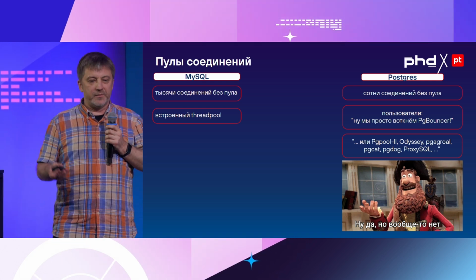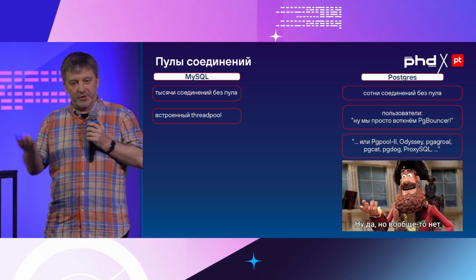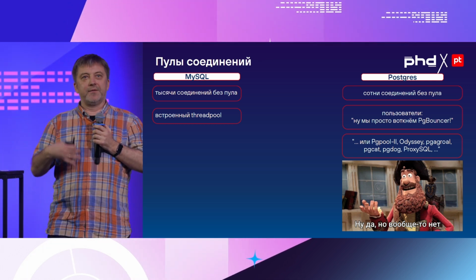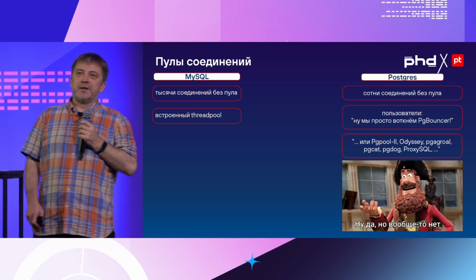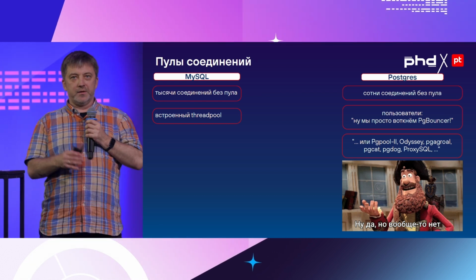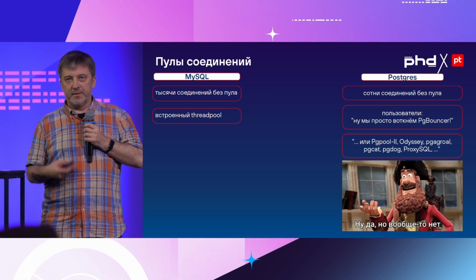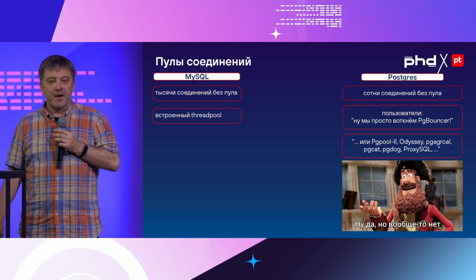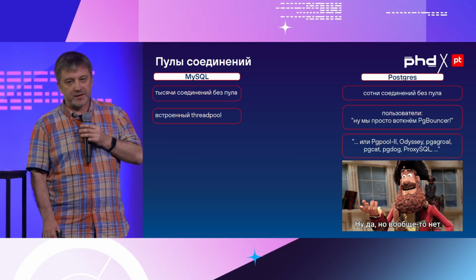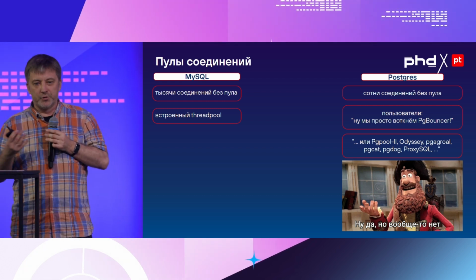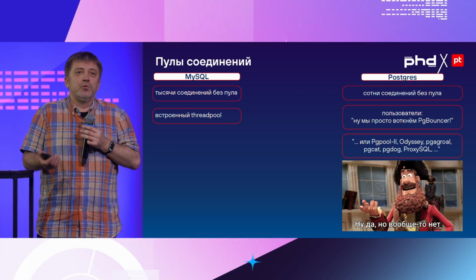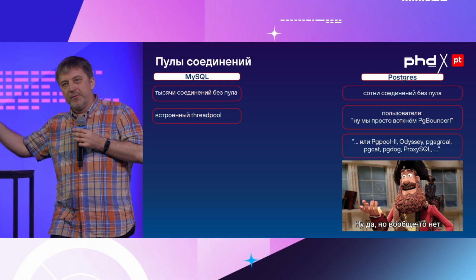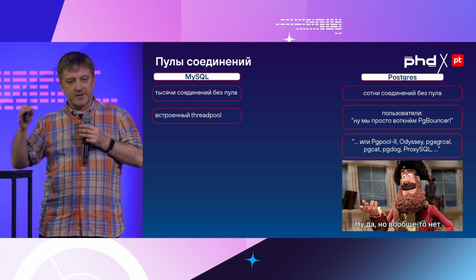Now, connection pools, quite a typical thing that users bring up. MySQL doesn't need them. MySQL maintains thousands of connections without a pool. In Postgres, the situation is quite sad. The need for using pools in Postgres emerges much earlier. It maintains hundreds of connections without a pool rather than thousands in the case of MySQL. So I will just add PgBouncer and that's it.